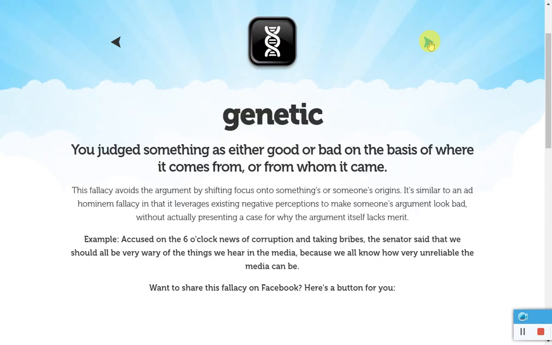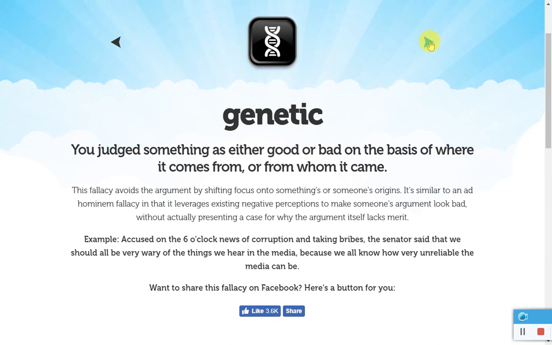18. Genetic. You judge something as either good or bad on the basis of where it comes from, or from whom it came. This fallacy avoids the argument by shifting focus onto something's or someone's origins.